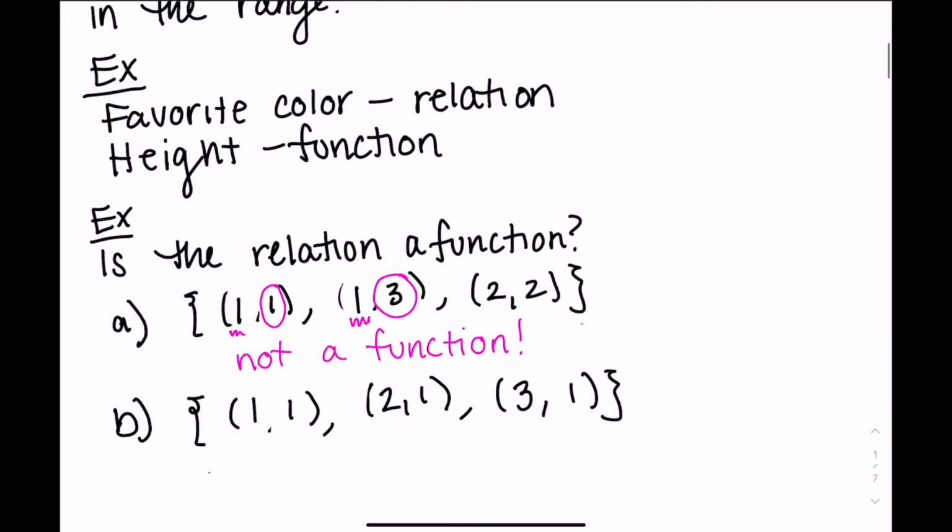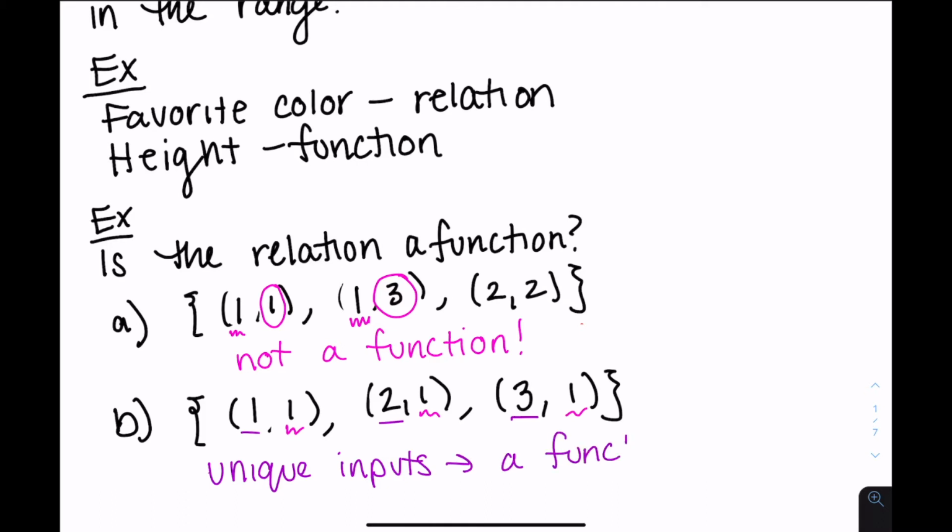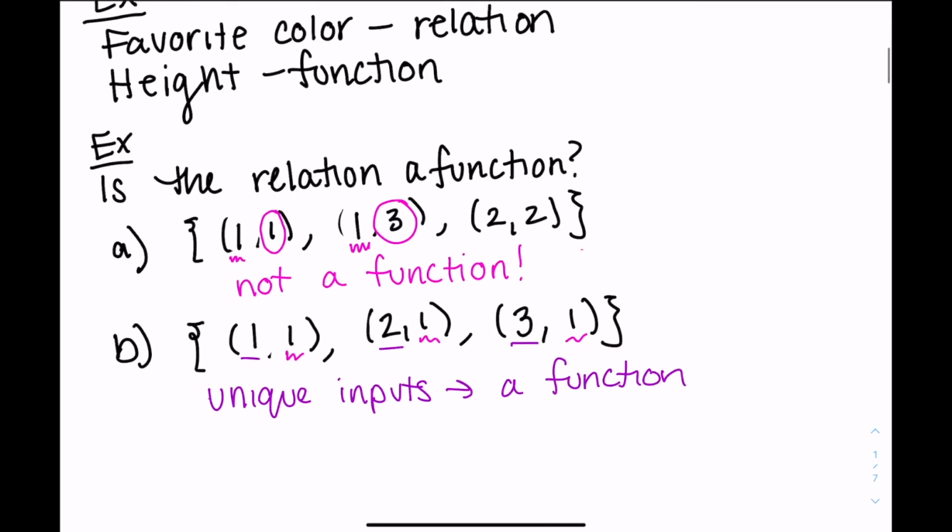If we look at this next one, we've got (1, 1), (2, 1), (3, 1). They all have the same output, but there are unique inputs. So 1, 2, and 3 are all different. So these are unique inputs. So it is a function. The outputs themselves don't matter. You just have to make sure that a single input has a single output. But the output can repeat. There will be a special type of function when the output doesn't repeat, but we'll learn about that later.